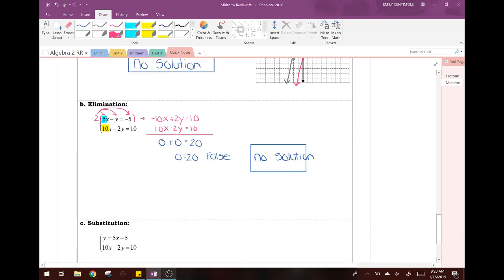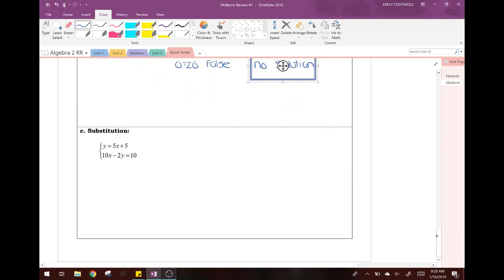Last example that we're going to be going through, okay, only one more that we have to do. All right, I'm going to be using a method called substitution. So what I'm going to do, I already have one of the variables isolated. I have y equals -5x plus 5. And I'm going to substitute that in for the y in the second equation. So I have in that second equation 10x minus 2, I'm going to leave a blank where the y was, and that's equal to 10.